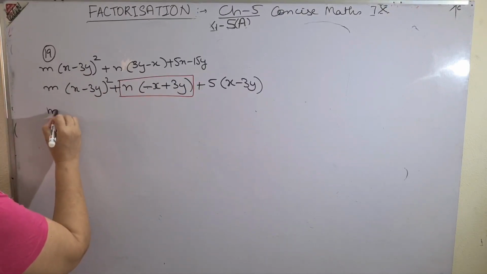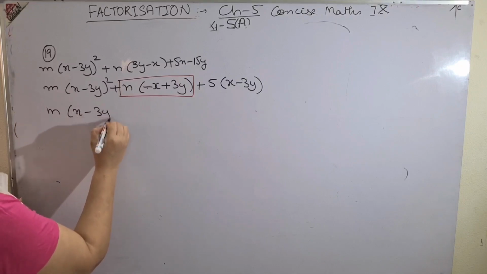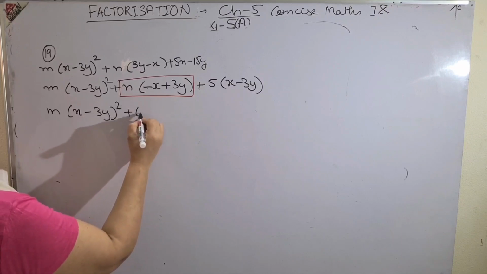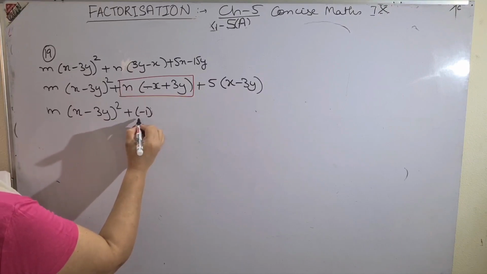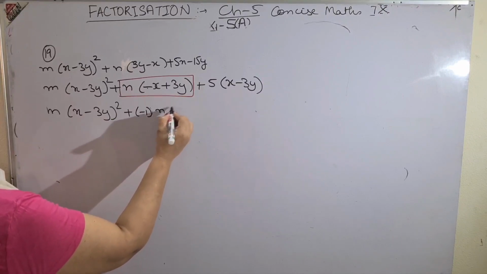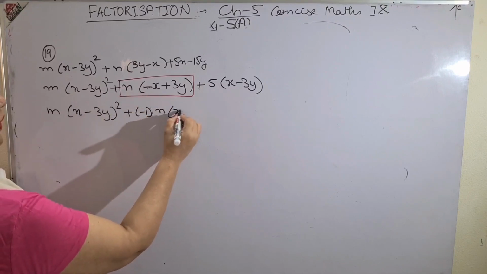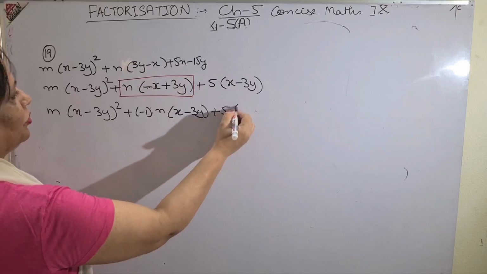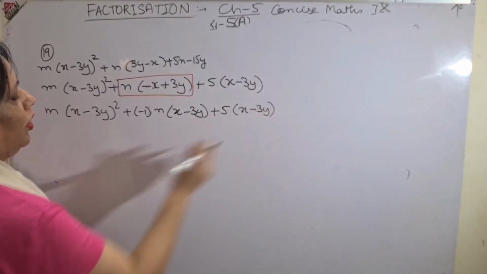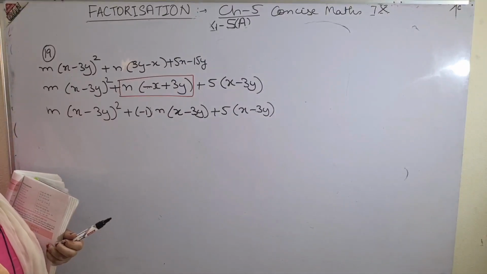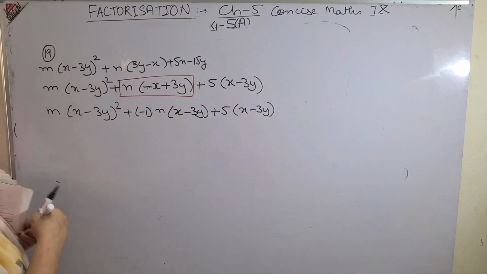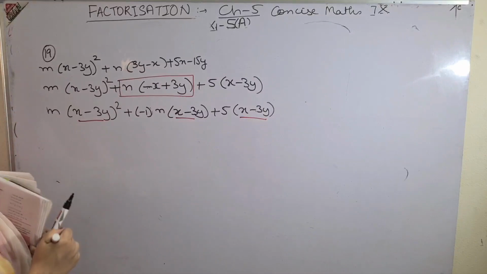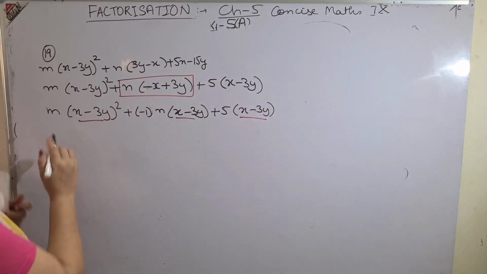So, m (x minus 3y) whole square plus. Now, if I take minus common, you will take it in the bracket. I put in the bracket, be careful. And minus will become plus, plus will become minus. Just remember this. And you can very well see that all the three factors are same now. First term also I have got x minus 3y. Second term also, third term also. This type of sum I have explained before also.